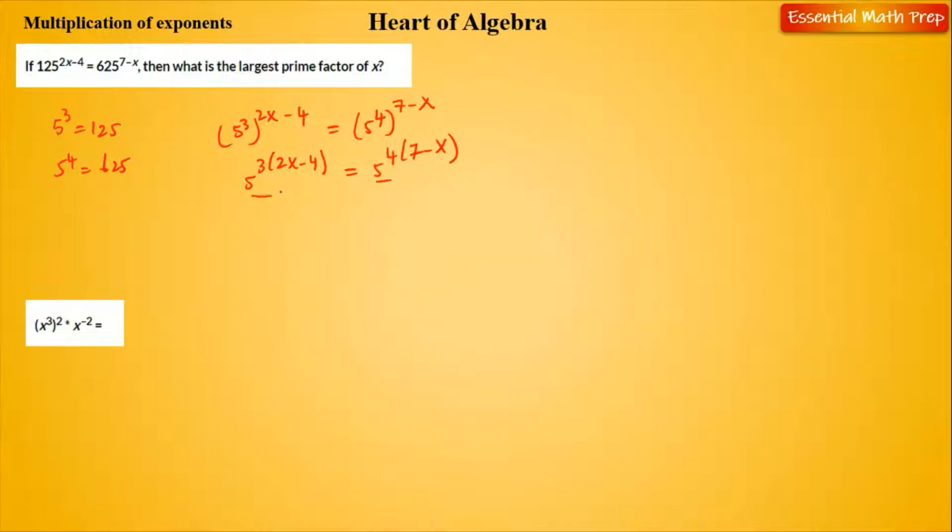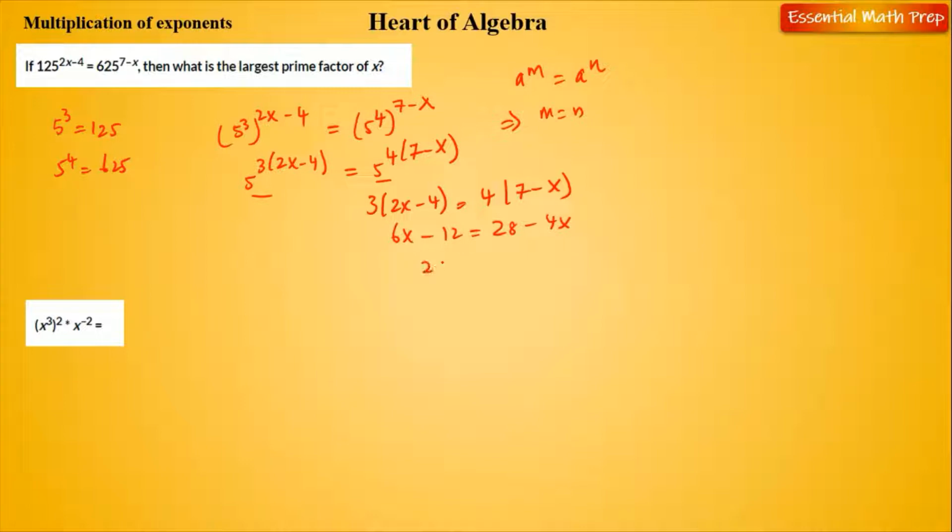Because the bases are the same, and we know our logic is a to the power m equals a to the power n, then m equals n. We use that logic. So 3 times 2x minus 4 equals 4 times 7 minus x, which leaves us with 6x minus 12 equals 28 minus 4x. If you bring the x's to one side, it'll be 10x equals 40. X equals 4, right? But we're not done yet.